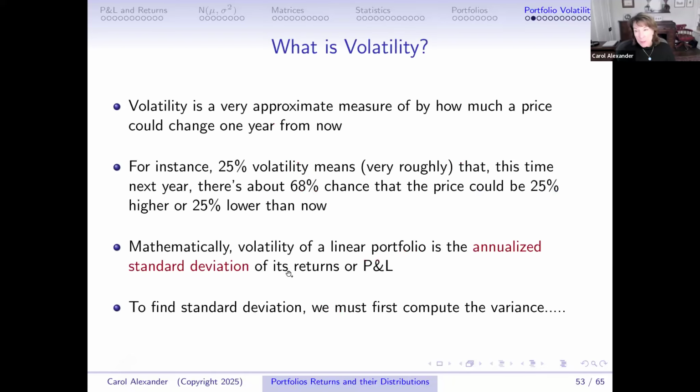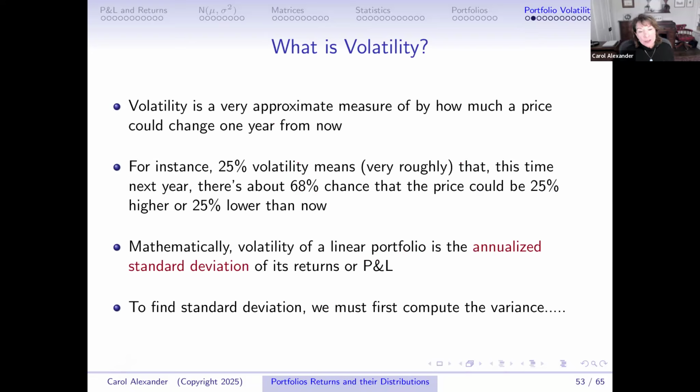So, first of all, to remind us what volatility actually is, it's a rather approximate measure of by how much a price could change 1 year from now. It's quoted in annualized terms. Even if you measure it over a short period, you're going to compound it up to be 1 year.